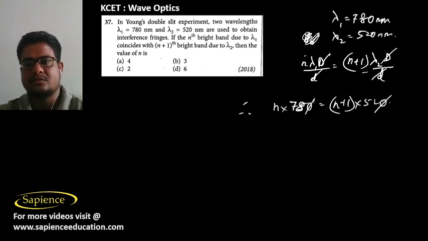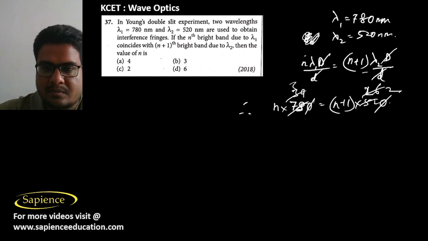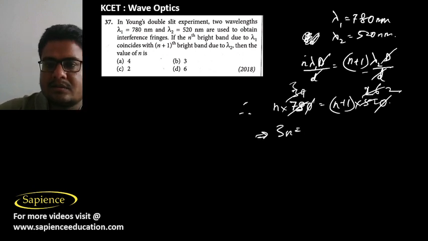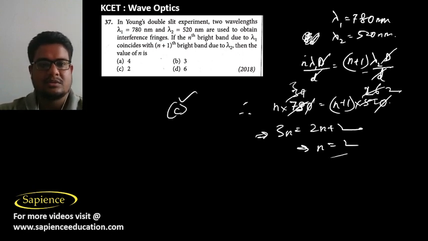Cancelling common factors, therefore 3n is equal to 2n plus 2. So I can say n is equal to 2. So the value of n is 2. So option C is the correct answer.